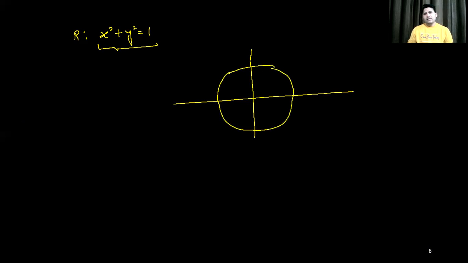This is the circle. Its equation is x square plus y square equal to 1. So this point is what? (1, 0). This point is what? (-1, 0). Now let us see.